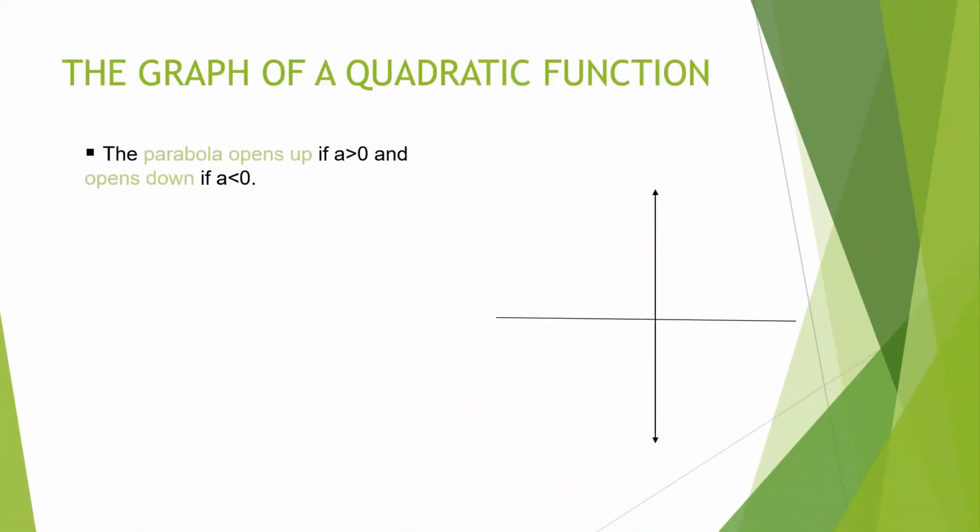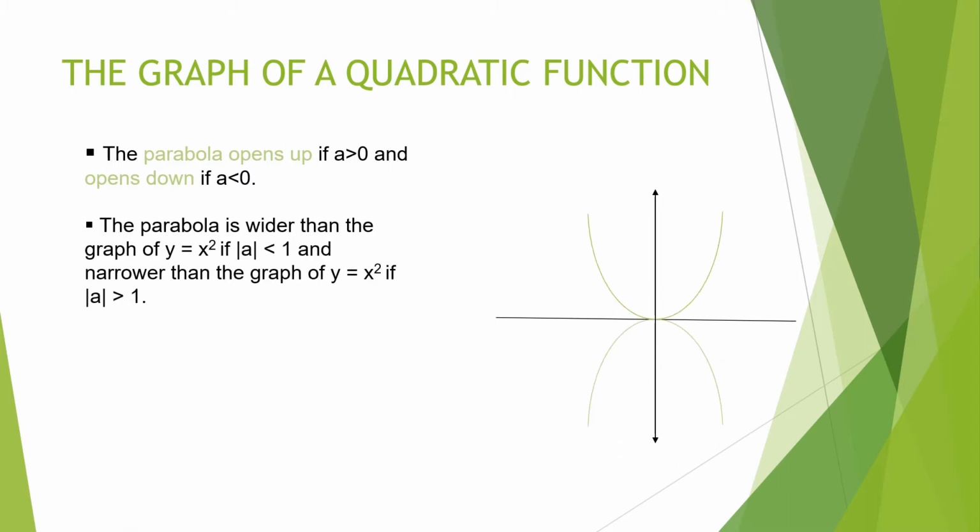Let us discuss the graph of a quadratic function. Like what I have said a while ago, the parabola opens upward if the value of a is greater than 0 and opens downward if a is less than 0. The parabola is wider than the graph of y equals x squared if the absolute value of a is less than 1, and narrower than the graph of y equals x squared if the absolute value of a is greater than 1.